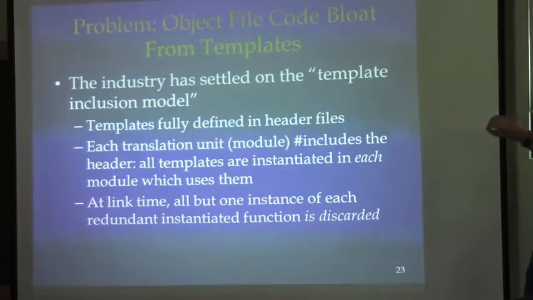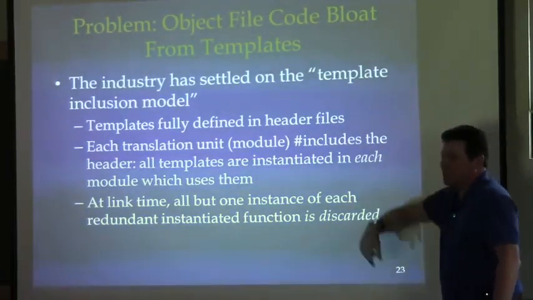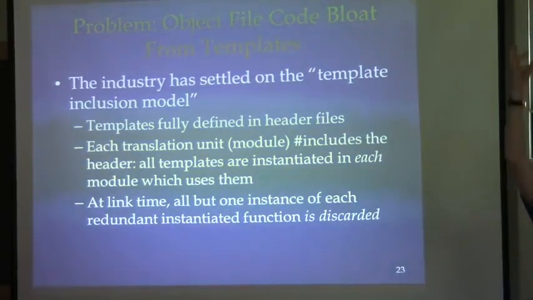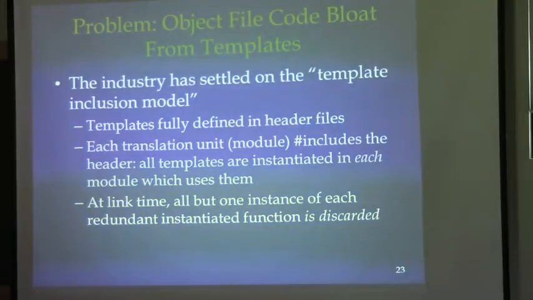So the industry has settled on the other approach, the inclusion model, where you include a header file with the full implementation of templates. And it seems like that's an awful lot of code. Wouldn't it be nice if that could be sort of separately compiled? But at least it works with the inclusion model. Yes, it's a whole bunch of code that's included in every translation unit, but it works. But there's a price for that.